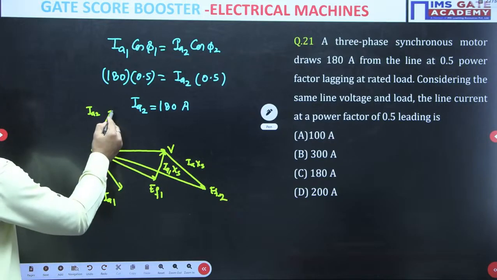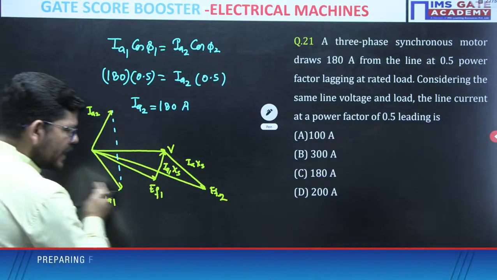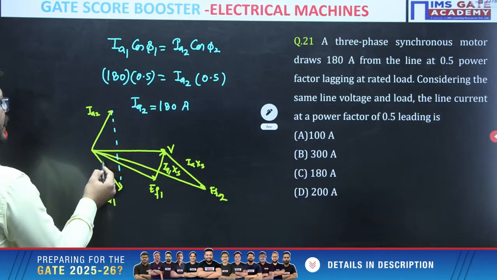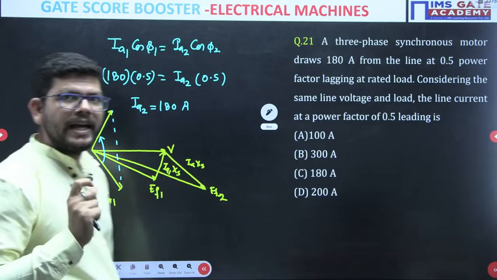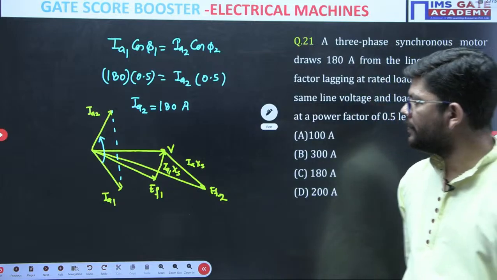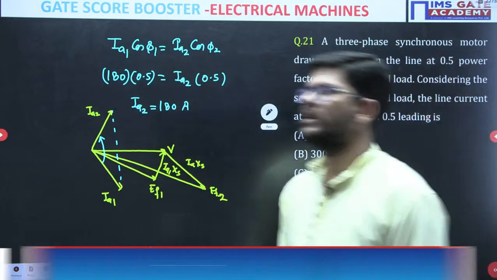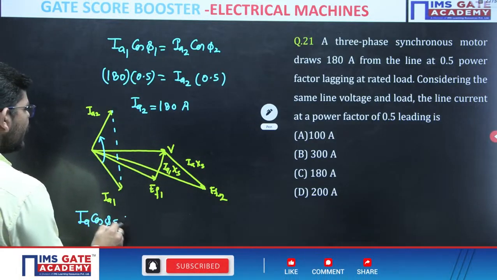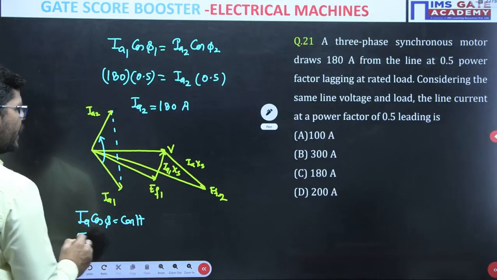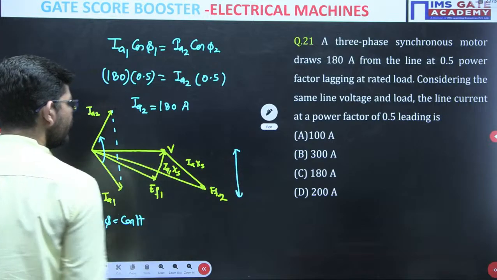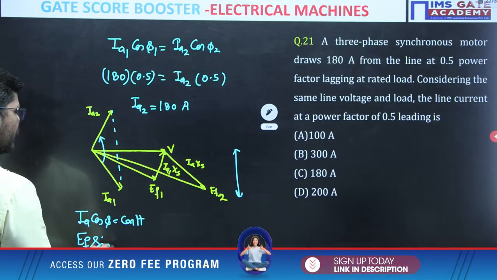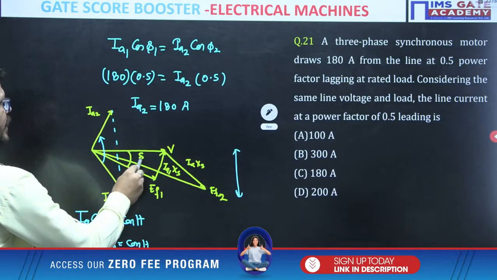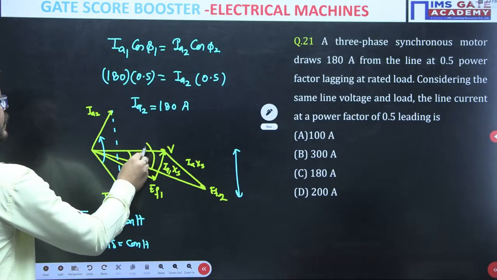So what you can see is that if you increase the excitation, your current moves from lagging towards leading like this. If the excitation is increased, current will move from lagging towards more leading. In this way it maintains Ia cos phi as constant. This vertical line will also be constant, so it maintains Ef sin del as constant. What is del? Del is the angle between V and Ef. This is del 1, this is del 2.